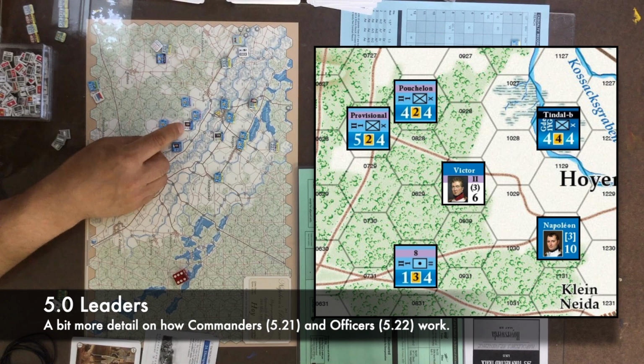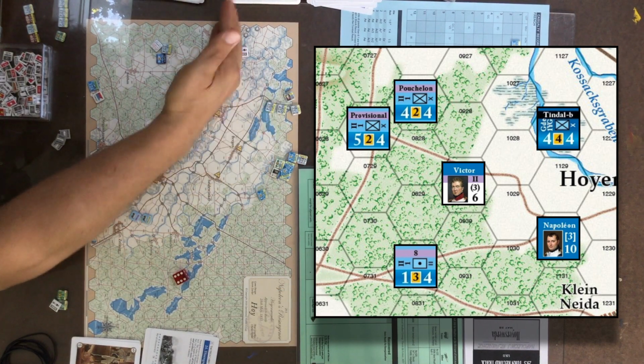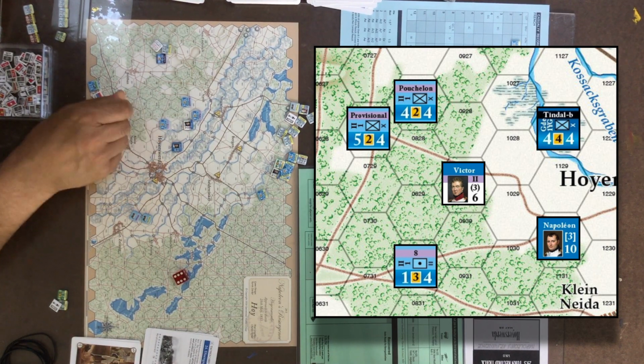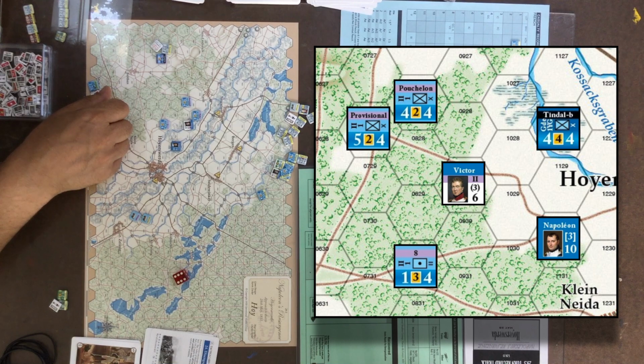Victor's an officer. His number is in parentheses. Let me move these off. Victor's command rate is in parentheses, so he's an officer. Napoleon's is 3 in brackets, so he's a commander. That's how you tell the difference.